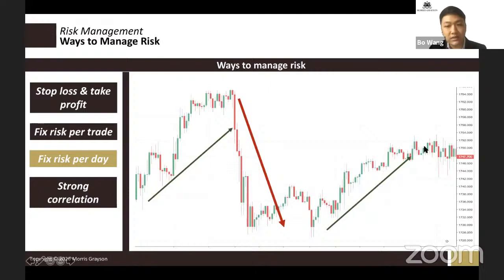Sometimes there are news and events which can cause high volatility in the market. There are also days where the market goes against our strategy. On a day like this, we can lose the majority of our trades. Therefore, by setting a fixed amount of risk per day, we can control our losses in those kinds of situations.